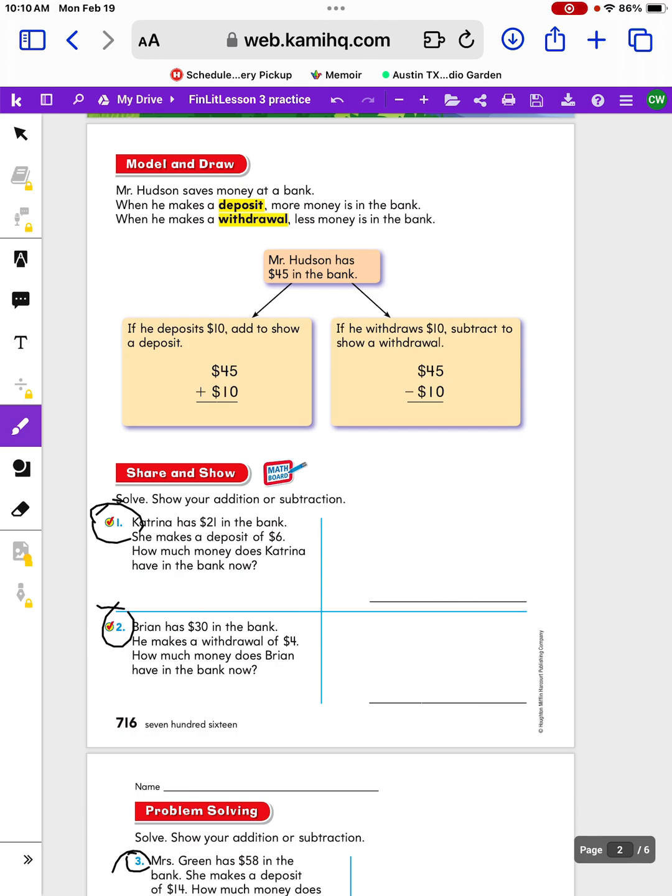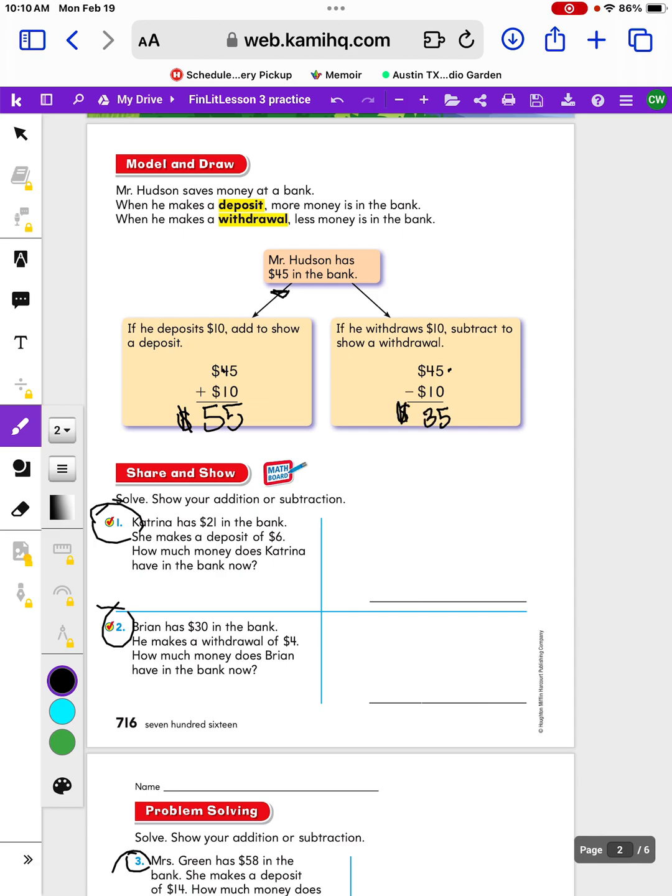So if Mr. Hudson has $45 in the bank, if he deposits $10, you will add, right? Adding is depositing. And then if he withdraws $10, subtracting is withdrawing, okay? So if we were to do this, we know that 5 plus 0 is 5. 4 plus 1 is 5. So he would have $55. But if we're subtracting, there's more on top, so no need to stop. So 5 minus 0 is 5. 4 minus 1 is 3. So you'd have $35, okay?